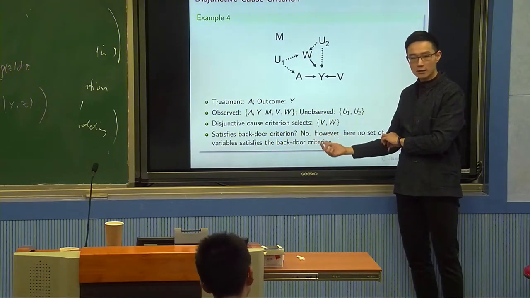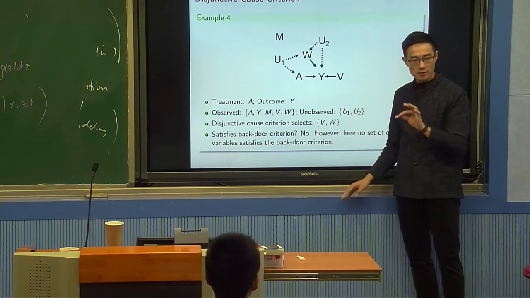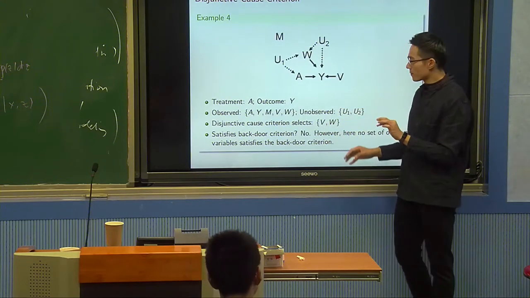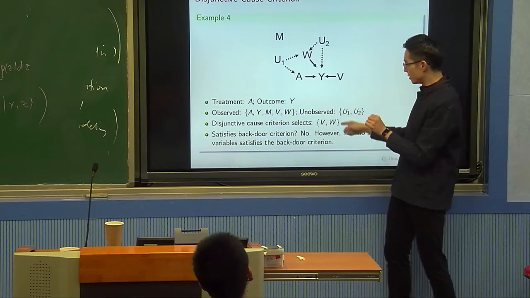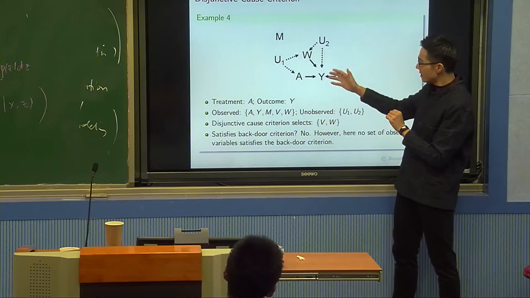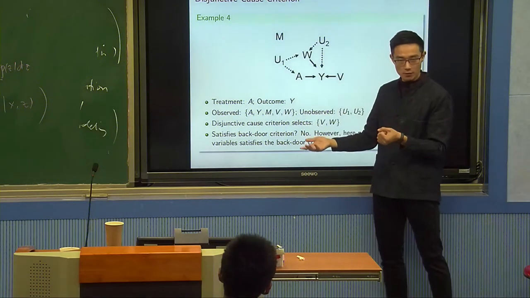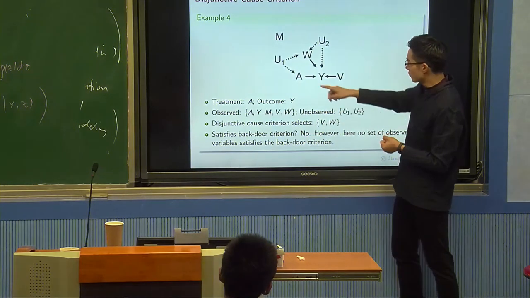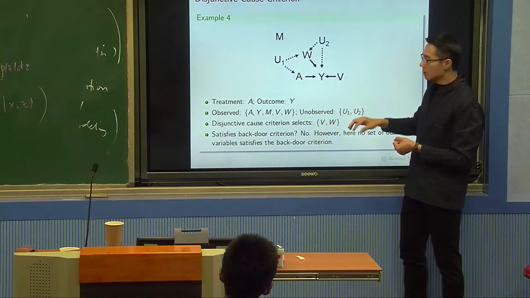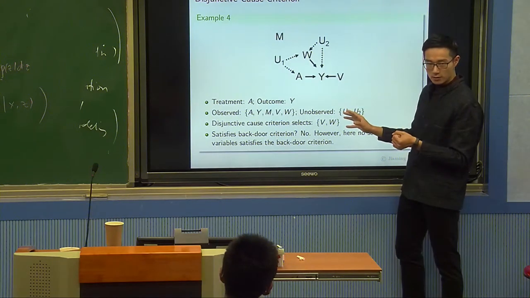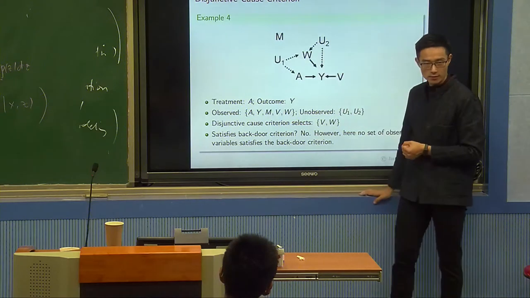So are we in trouble? Yes, we are, kind of, but our theorem still holds. The theorem is, if there is a Z that satisfies the backdoor criteria, Z will be in this set. But in this case, there is no observed Z that can satisfy the backdoor criteria. Right now we only see A, Y, V, W, M. These are the only observed variables. None of these variables can satisfy the backdoor criteria. There's no way.